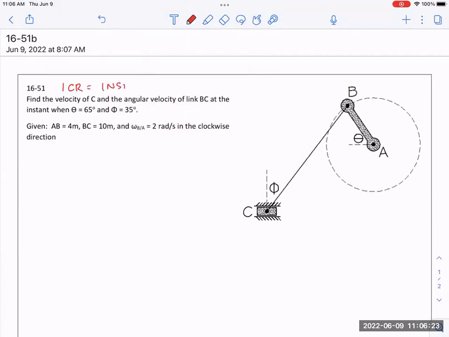instantaneous. What do we got? We got nothing. Dang it, user error once again.